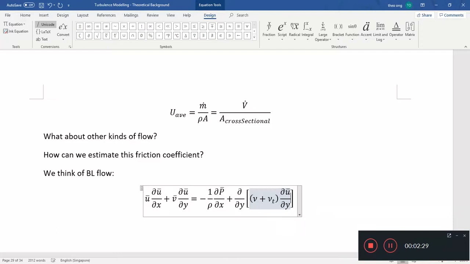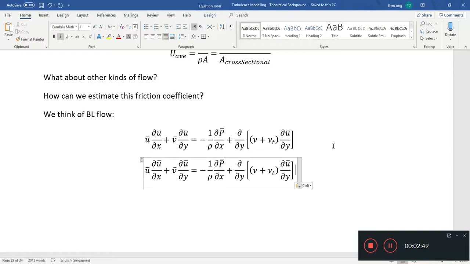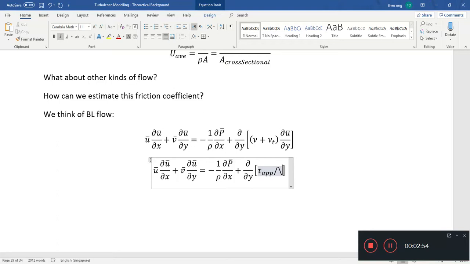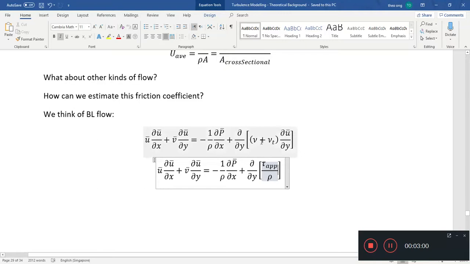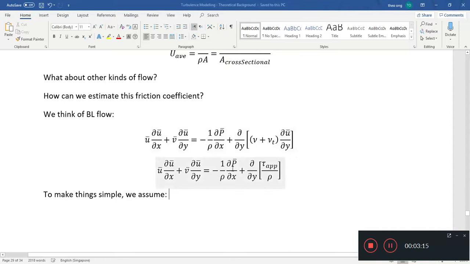Immediately we can realize that this is pretty much what the shear stress is. This is the shear stress divided by the density, so we can just copy and paste here. This is tau apparent over density, because this is a kinematic viscosity, not a dynamic viscosity, so we have to divide throughout by the density. And to make things simple, we assume there's no pressure gradient in the x direction.